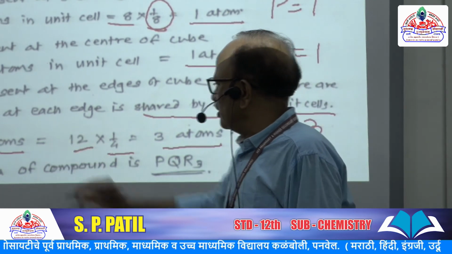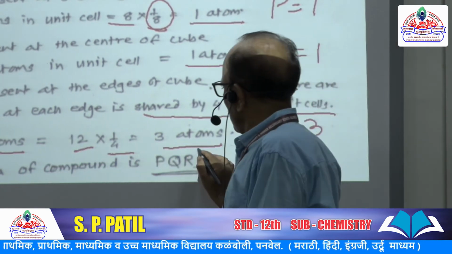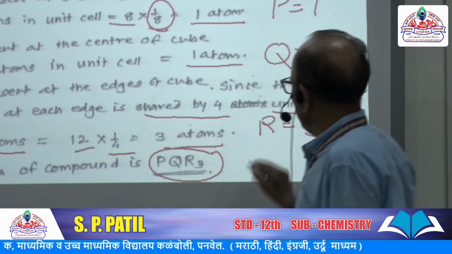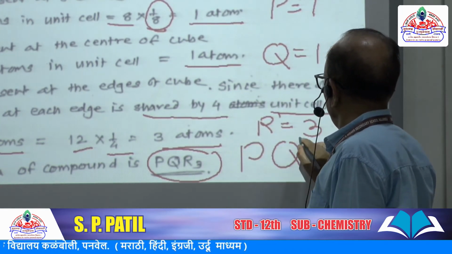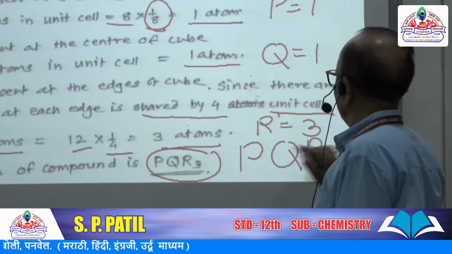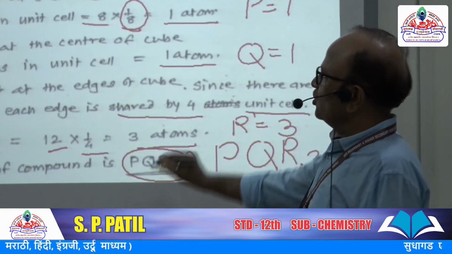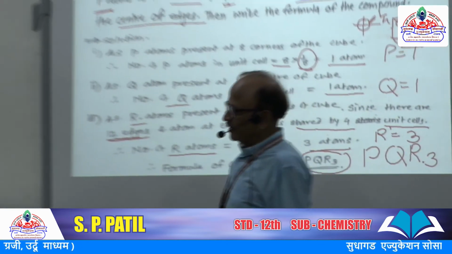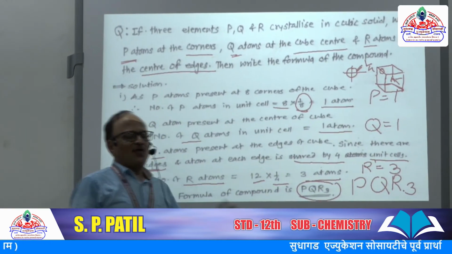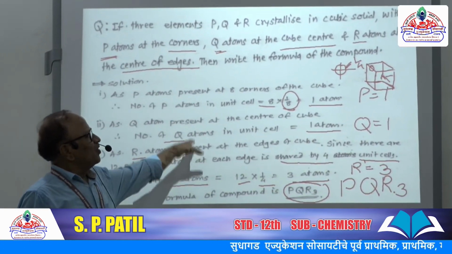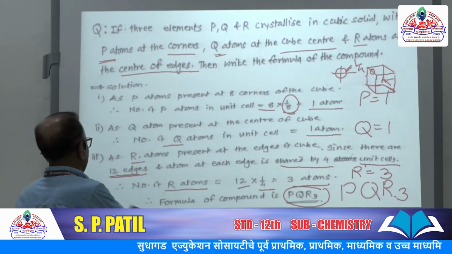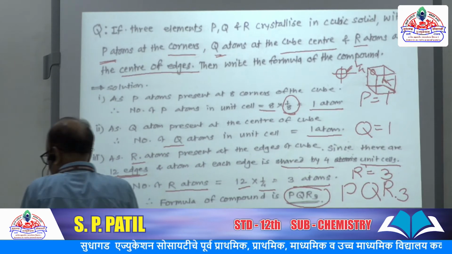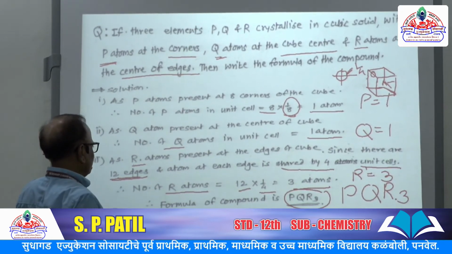4 3s are 12. So the formula of the compound is PQR3. Got it? So in this way we can calculate the formula of the compound from the provided data. Okay, now again, next numerical, next example.